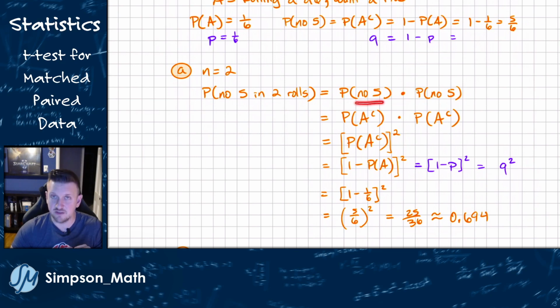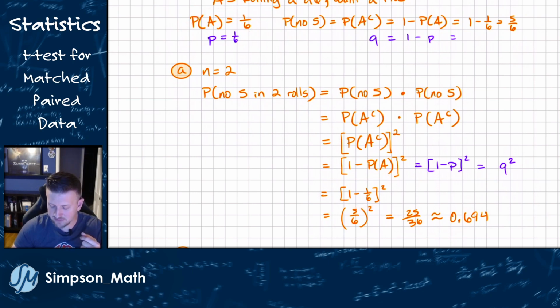But the idea is if I'm not getting a 5, that's a probability of A complement. I've gone ahead and shown that they're both probability of A complement. So that's me squaring this situation. And honestly, I already know that A complement is 5/6, so I can jump down here that that's going to be 5/6 squared. But I wanted to be clear that what's being squared is 1 minus the probability of A, or 1 minus the 1/6.